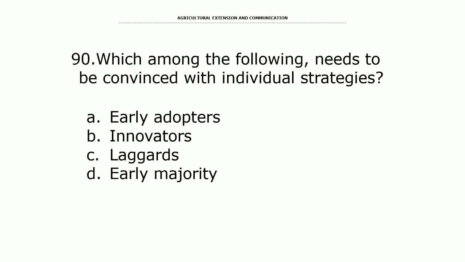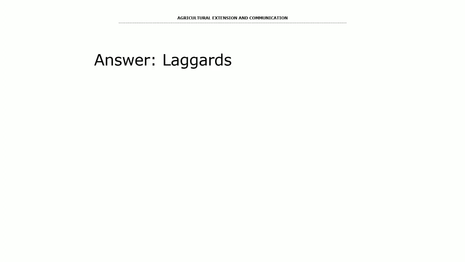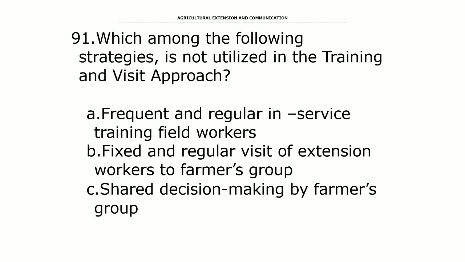Number 90. Which among the following needs to be convinced with individual strategies? A. Early adopters, B. Innovators, C. Laggards, or D. Early majority? The answer is laggards.